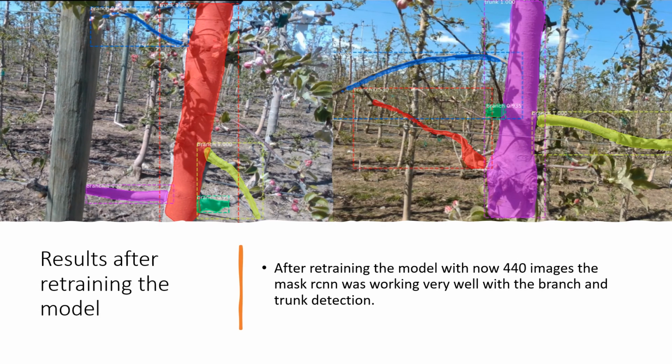So this is the Mask R-CNN after retraining the model with 440 annotated images. And as you can tell, it's definitely working properly in this one. It's tracing the branches and the trunks very well.